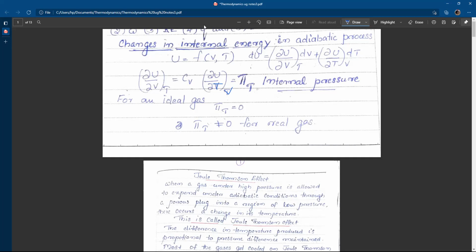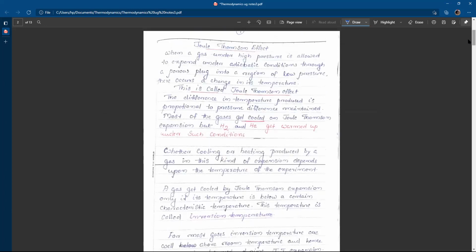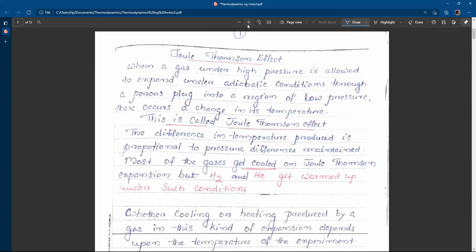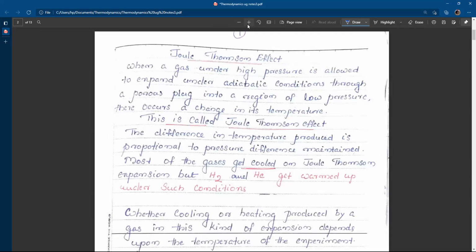For an ideal gas, this internal pressure is equal to 0, since there are no intermolecular forces of interaction between the gas molecules. In the case of real gases, this internal pressure is not equal to 0. And the next is the Joule Thomson effect, which is a phenomenon associated with the adiabatic expansion of real gases. Joule Thomson effect: when a gas under high pressure is allowed to expand under adiabatic conditions through a porous plug into a region of low pressure, there occurs a change in its temperature.